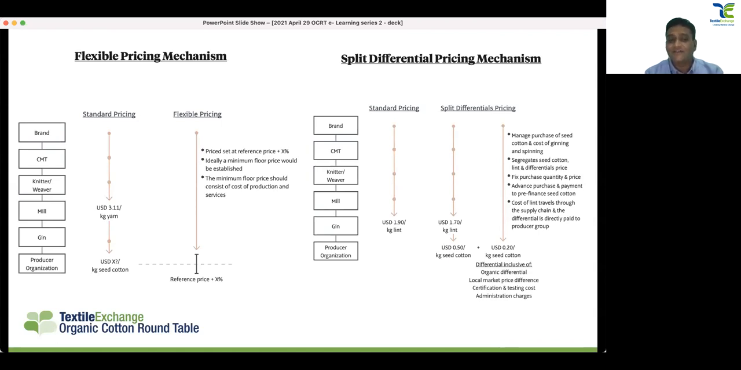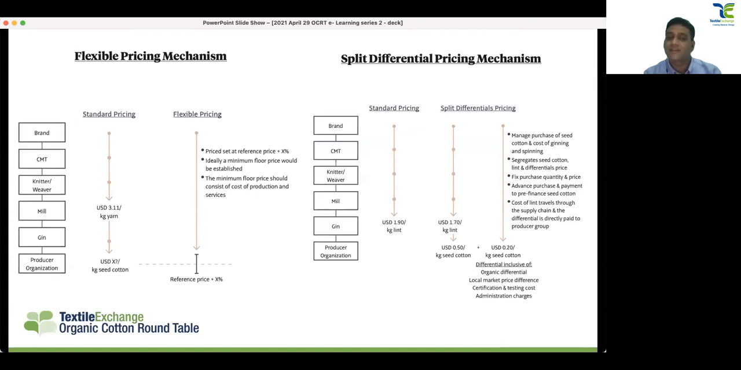And then you also set a referential price, which is nothing but the differential based on market ups and downs. So if the price of regular conventional cotton is, let's say, $3 for a yarn, that means up to $3 plus or minus 10%, we are not going to renegotiate the prices. But once we move beyond this referential price, 10% or 20% or 50%, then of course we will start negotiating the prices.